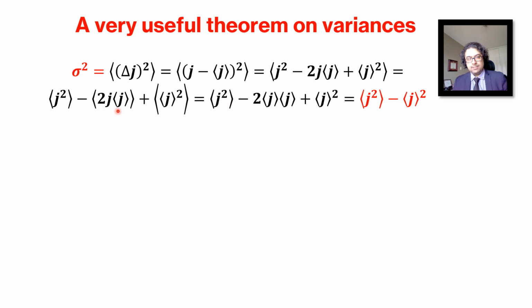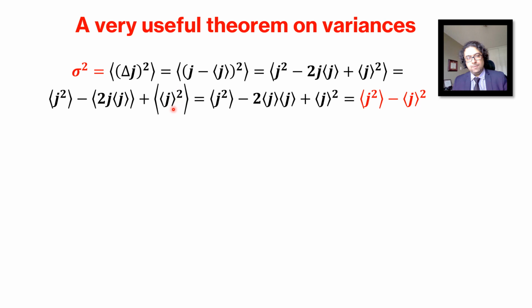Here, if I apply this average operator on this term here, 2, the average of 2 is just 2, it comes out. The average of j is j, and then the average of j is just the average of j, because the average value is always a constant. So the average of a constant is itself, okay? So that's why we have minus 2 average of j times average of j.